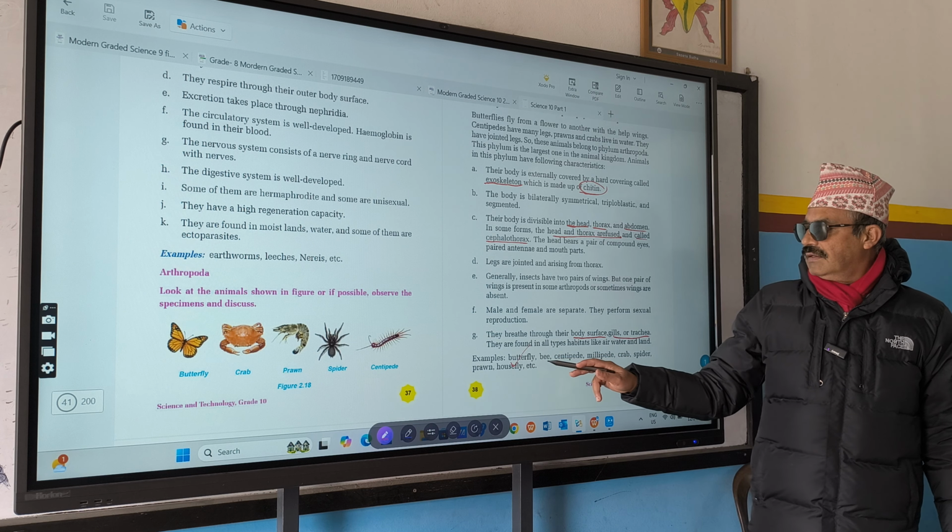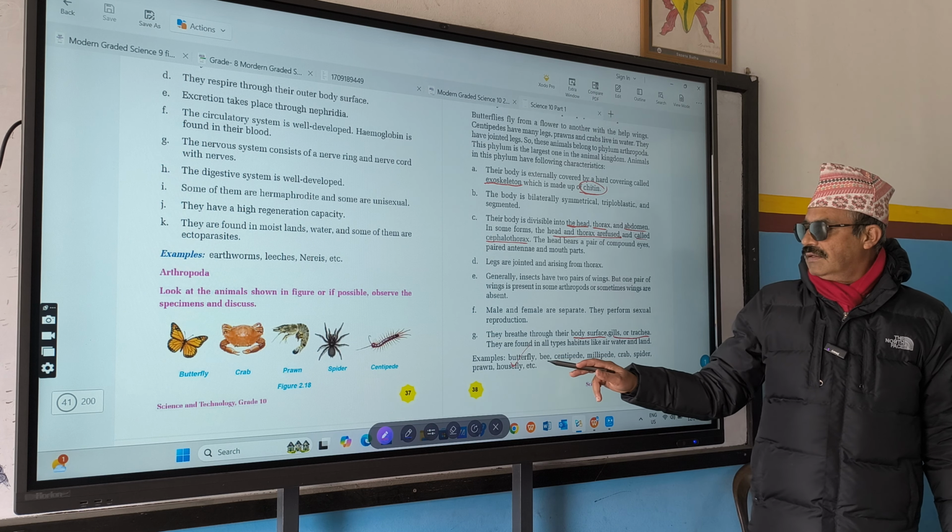They have a three-chambered heart. How many chambers? Three-chambered means, if this is the heart: one, two, three. Right auricle, left auricle, and ventricle. If only two-chambered, then auricle and ventricle. Upper one is auricle, lower one is ventricle. If four-chambered, it means right auricle, left auricle, right ventricle, left ventricle. In that way we have to remember.